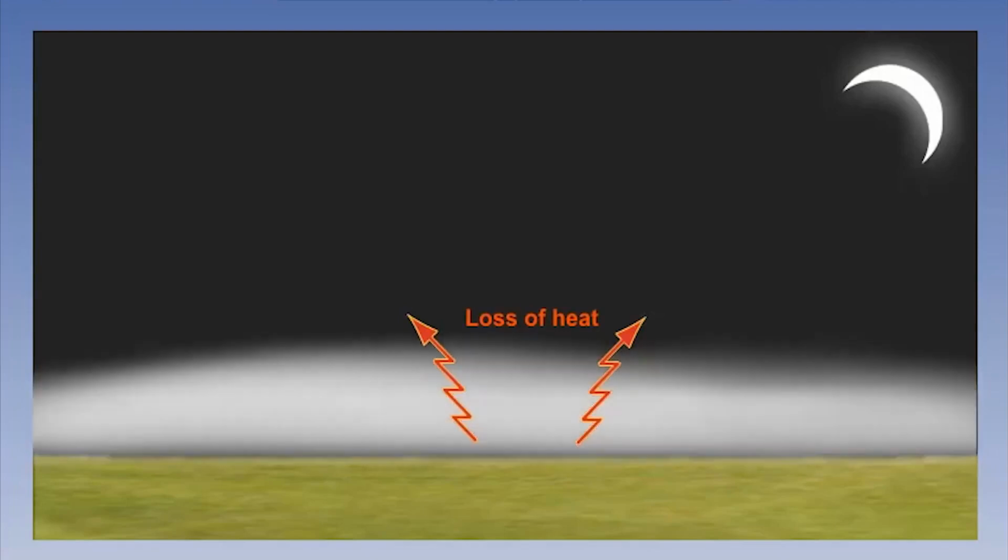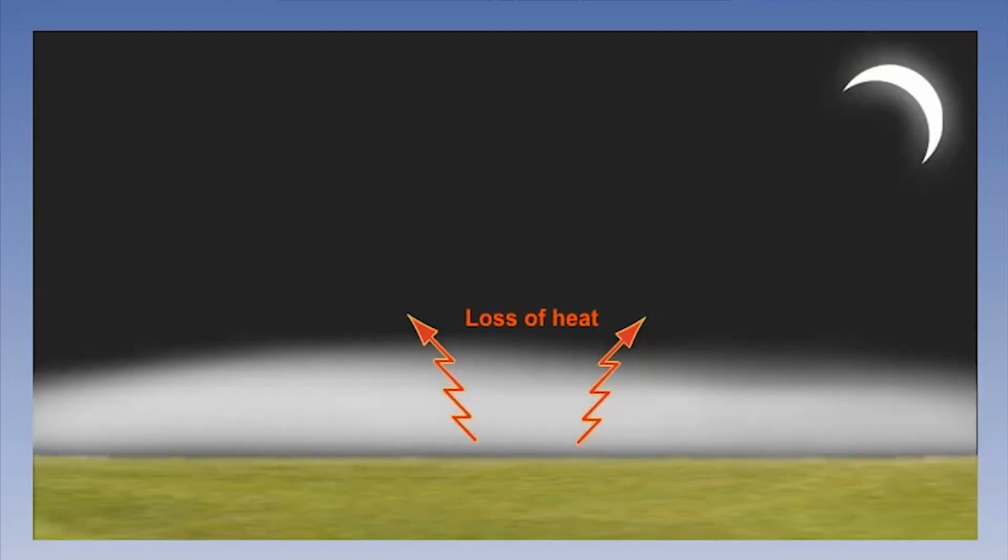Radiation fog is caused by the loss of heat from the Earth's surface at night. The air at low levels is cooled by conduction, and, if enough cooling takes place, the air will reach its dew point temperature, become saturated, and allow fog to form.